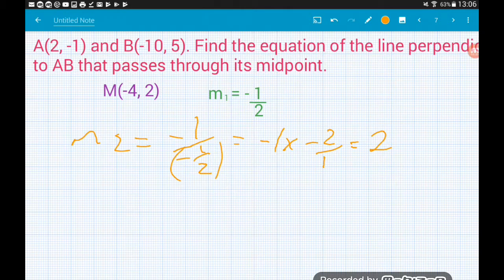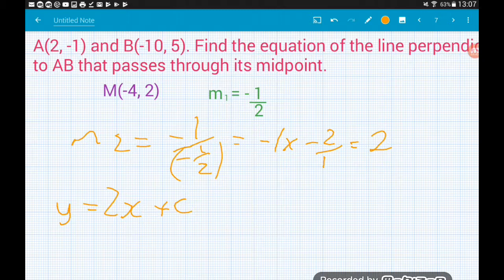So the gradient of our perpendicular line is positive 2. So if we stick that into y equals mx plus c, we know then that our perpendicular line is something to do with y equals 2x plus c. Now we just need to find the value of c.